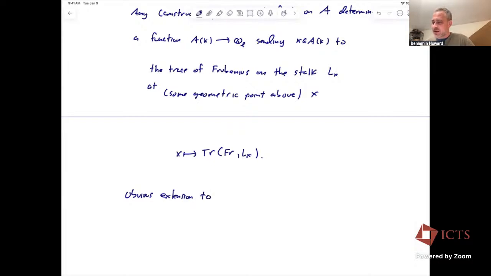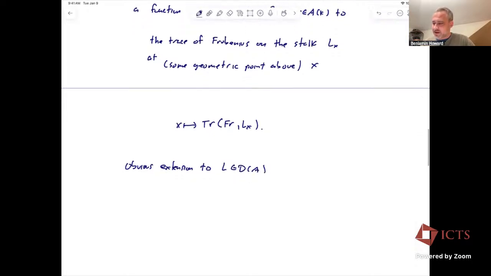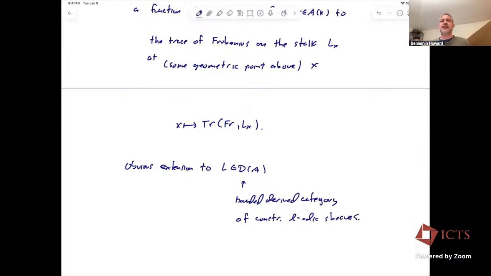So instead of just a sheaf, I can take, well, I'm still going to call it a sheaf, but an L in D of A, which is the bounded derived category of constructible L-adic sheaves. So instead of just taking a sheaf and turning it into a function, you can take a complex of sheaves and turn it into a function.